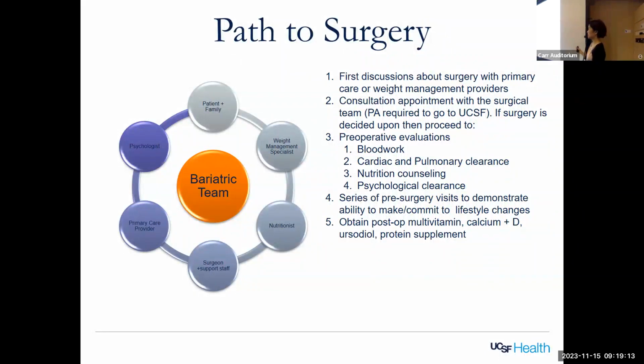And then post-operatively, the patients need to take a bariatric grade multivitamin, calcium with D, and then for the first several months, ursodiol to prevent gallstones, if that's relevant. And they're often on a protein supplement, especially in the beginning when caloric intake is pretty small.